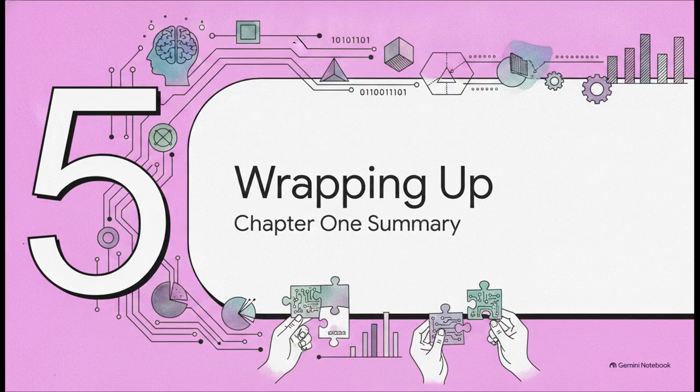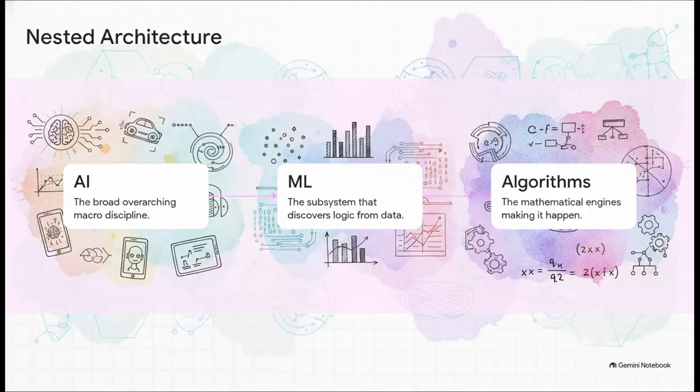Section 5. Wrapping up Chapter 1. So we have successfully mapped out our nested systems architecture, and hopefully this gives you a rock-solid foundation. Just to quickly recap, starting with step 1, we know AI is the broad macro discipline, our big container. Moving down to step 2, ML is the distinct subsystem sitting inside it that discovers logic from data. And finally, in step 3, we inspected the mathematical rules of the algorithm engine that makes that discovery happen.